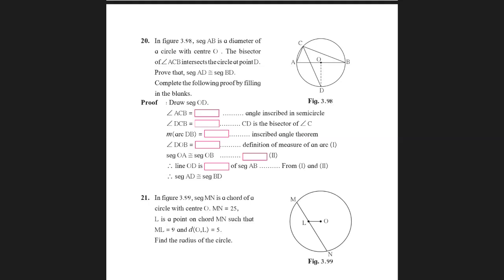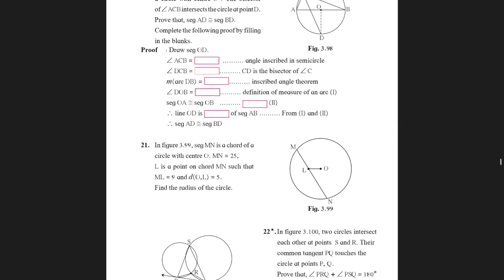Therefore, line OD is the perpendicular bisector of segment AB, from 1 and 2. And therefore, segment AD congruent to segment BD. Okay, so that's question number 20.